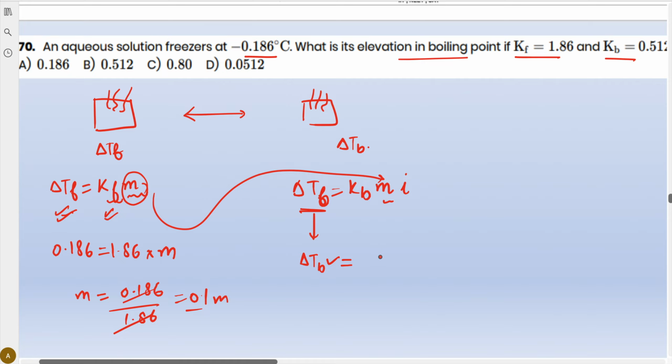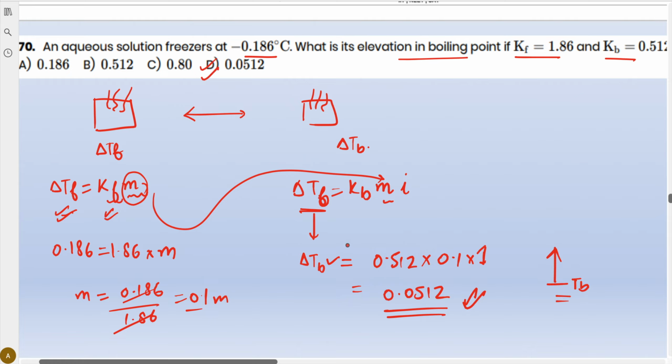Delta Tb equals 0.512 into 0.1 into i, and you take i as 1. Whenever it is not given, take 1. This will come 0.0512, and the answer will be this much elevation. This is the elevation in boiling point. Since it is an aqueous solution, it will boil at 100.0512 degrees Celsius.